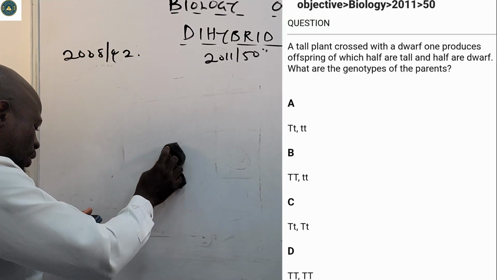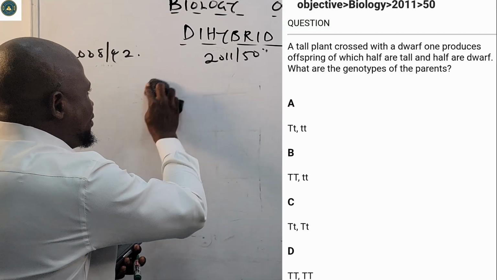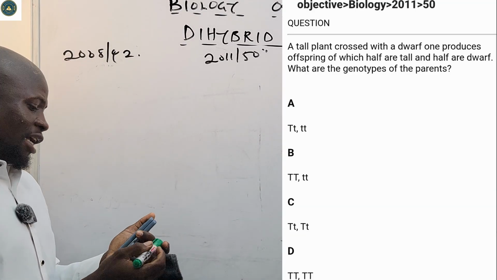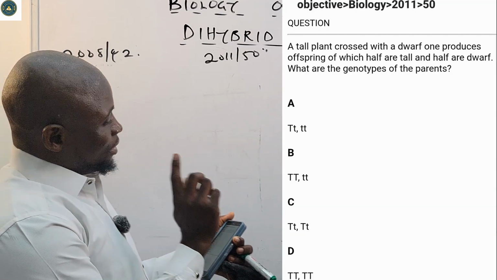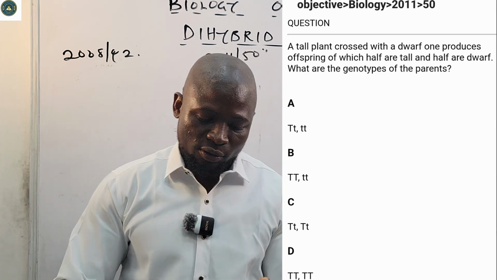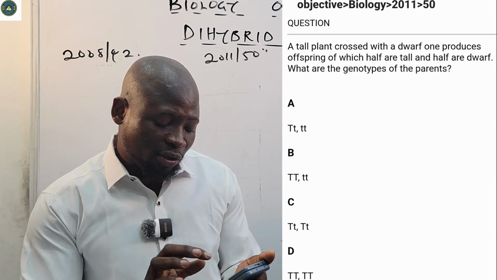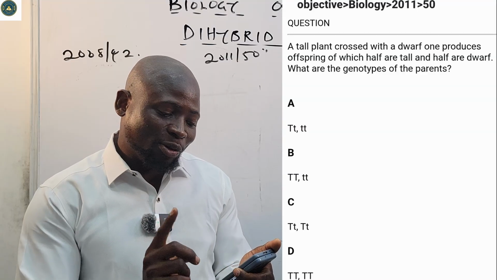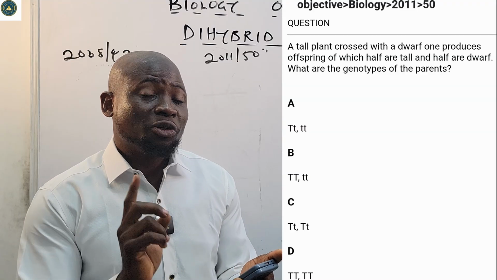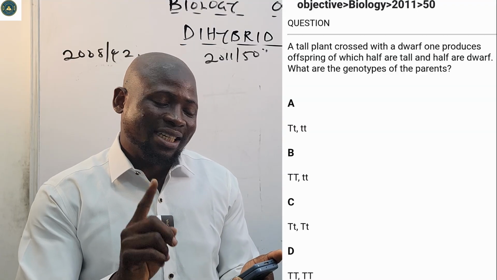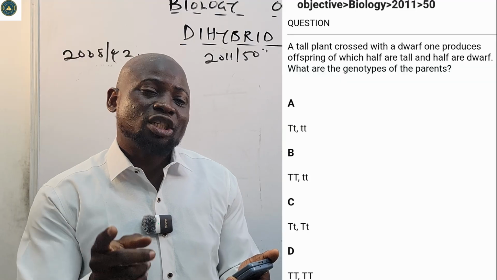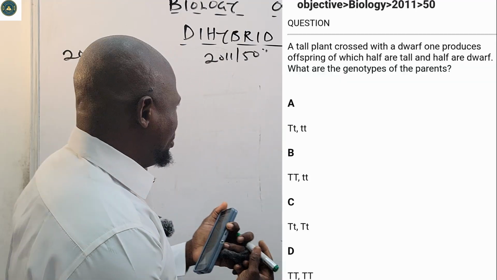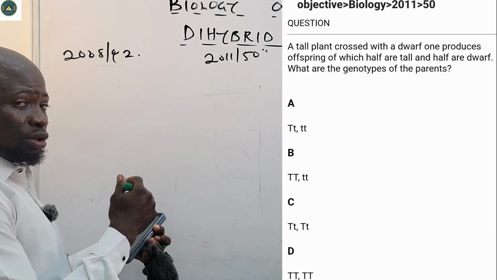So now they say, what are the genotypes of the parents? A tall plant, they do not tell us if it is homozygous or heterozygous. This is where the examiners try to confuse you. They only told us that a tall plant was crossed with a dwarf one and produces offspring of which half are tall and half are dwarf. Let us remove some from the options.